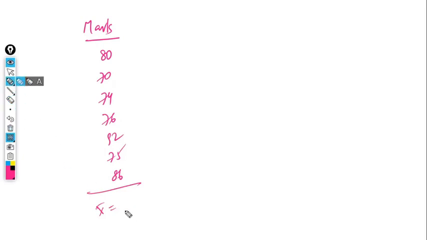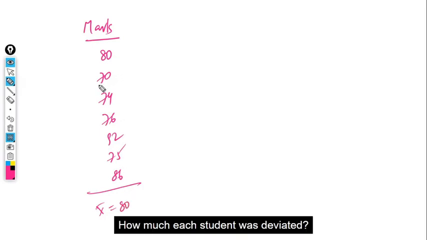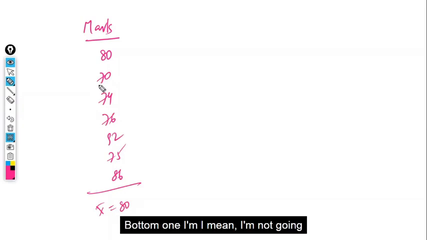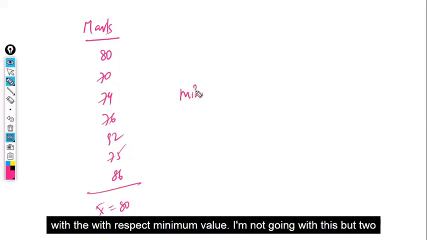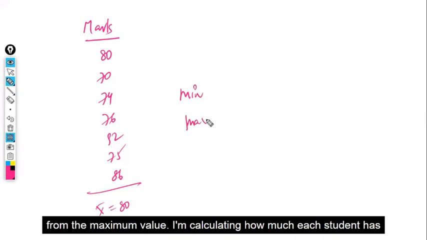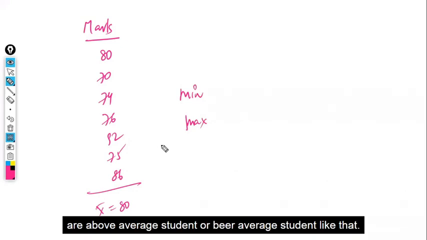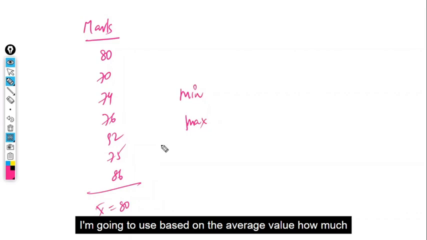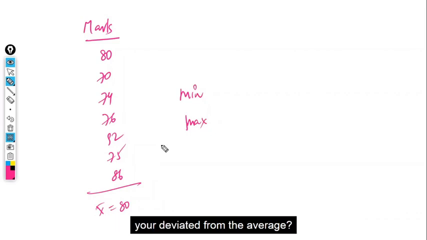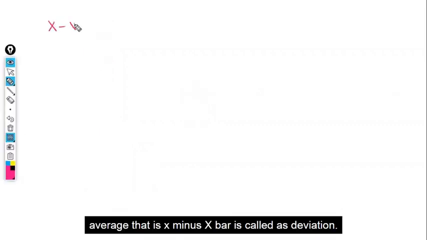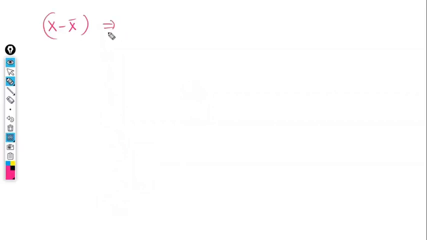Now, for this 80, how much was each student deviated from the mean value? I'm not going to calculate from the topper, or from the bottom one. I'm not going with respect to the minimum or maximum value. I'm calculating how much each student has deviated from the average, and I'm going to say you are an above average student or below average student. So the deviation from the average, that is x minus x bar, is called deviation.